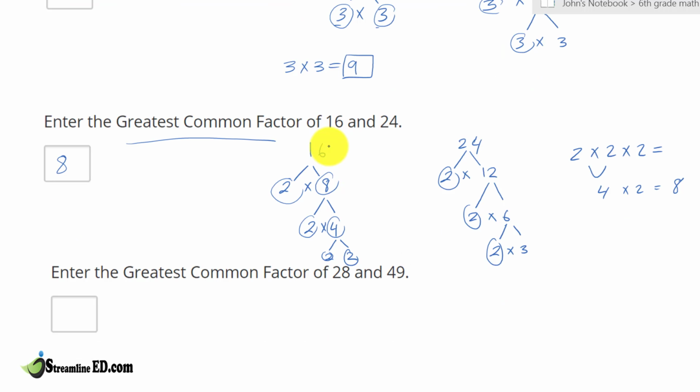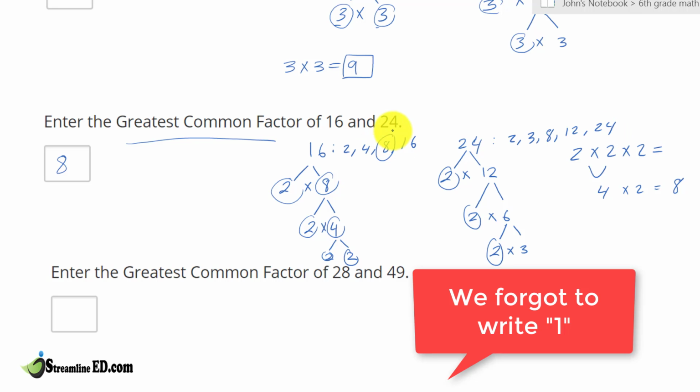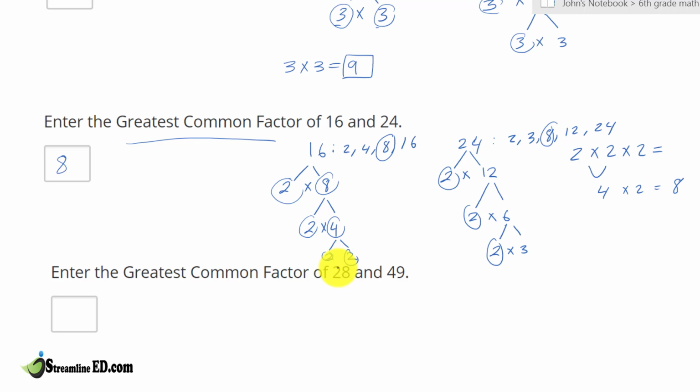Now let's go back and do the normal way, which is extremely complicated. We know that the factors of 16 are right here: we have 2, we have 4, we have 8, and lastly we have 16. And that is something you have to do in your head mentally, and that's very challenging. And for 24, what do we have? We have 2, we also have 3, we also have 8, we also have 12, and lastly we have 24. And look at this, what is the greatest common factor? It is 8. So this process is a lot easier, because we don't have to worry about the mental math that we have to do here.